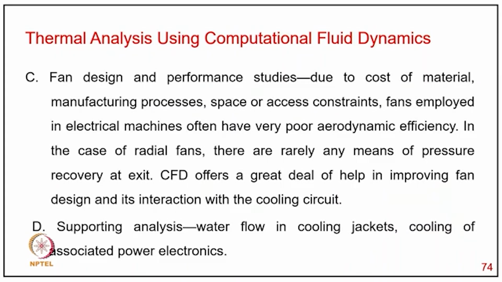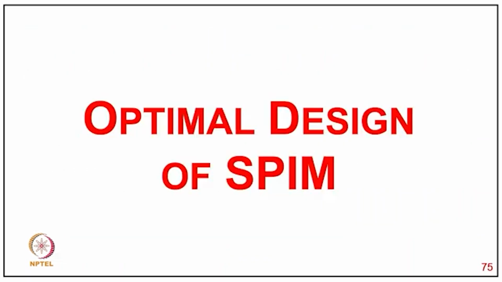C is fan design and performance study. Due to cost of material, manufacturing process, space or accessory constraints, fans employed in electrical machines often have very poor aerodynamic efficiency. In the case of a radial fan, there are rarely any means of pressure recovery at exit. So CFD offers a great deal of help in improving the fan design and its interaction with the cooling circuit. And D, supporting analysis, such as the water flow in the cooling jackets and cooling of associated power electronics.